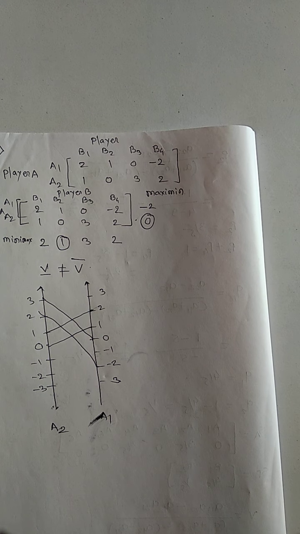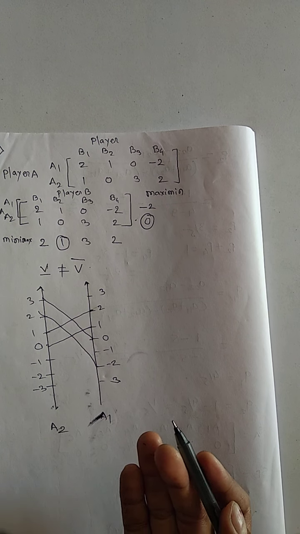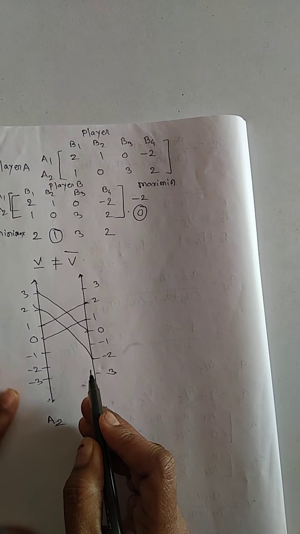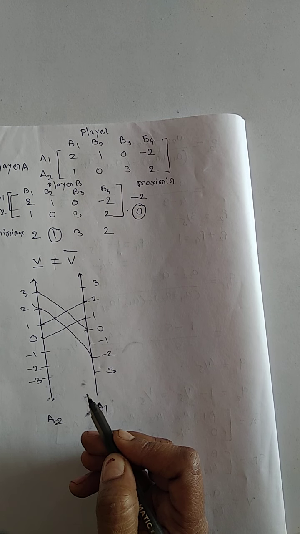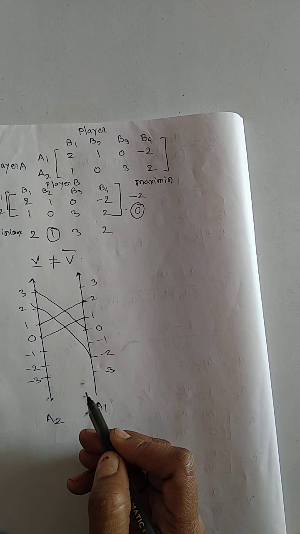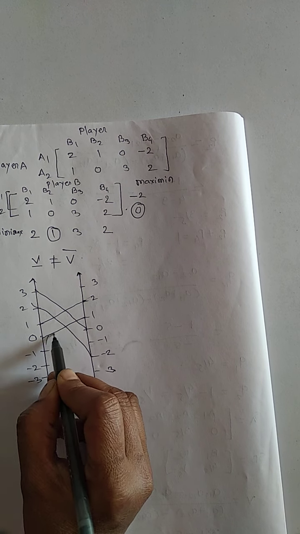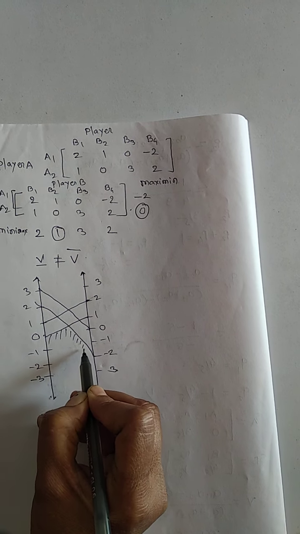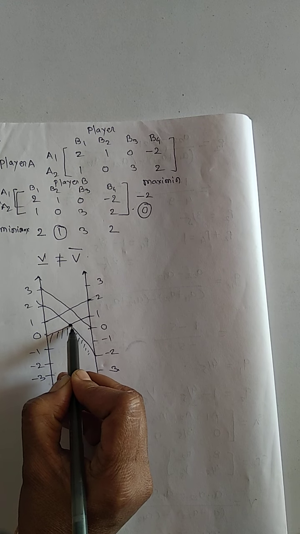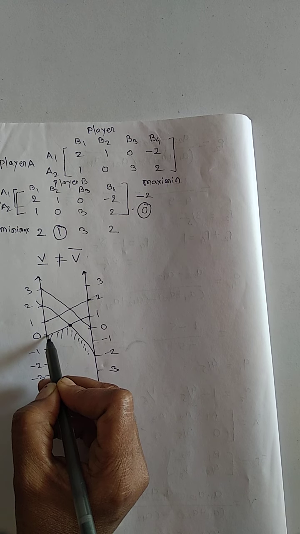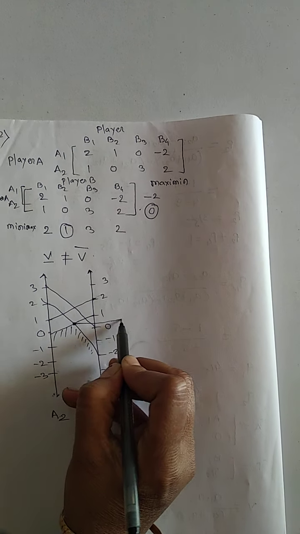Here, row is less than column, which means column is greater. Therefore, we choose the below region, the lower region, and choose the upper point of that lower region. This is the lower region, and this point is the highest point of that lower region.